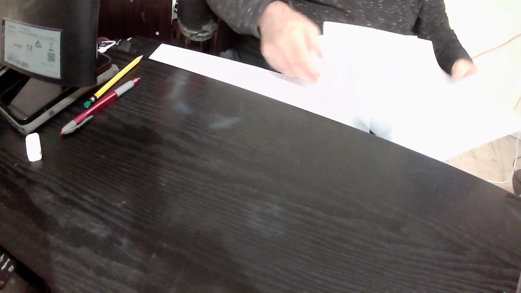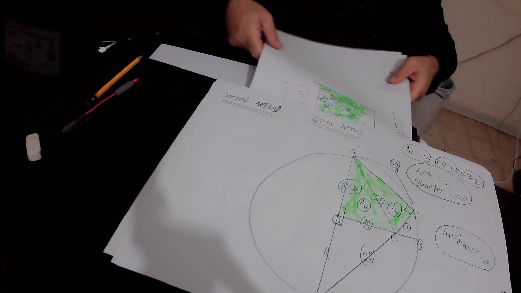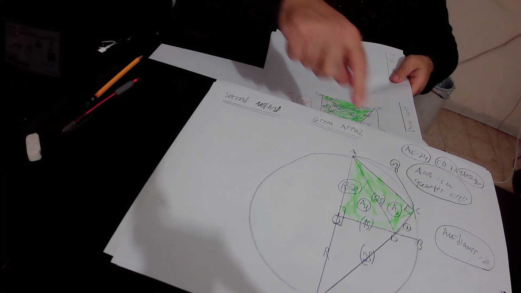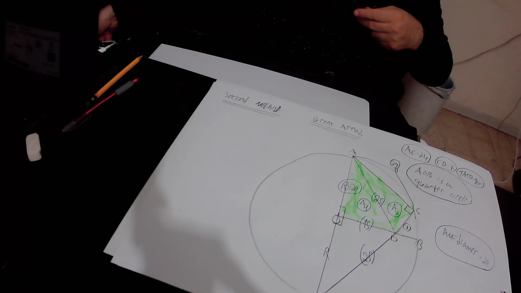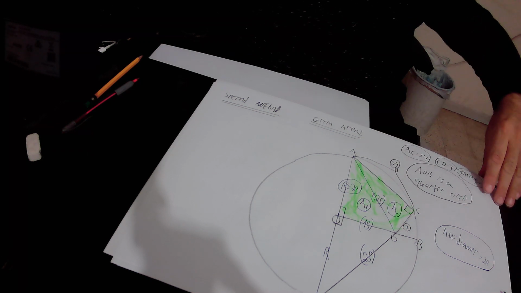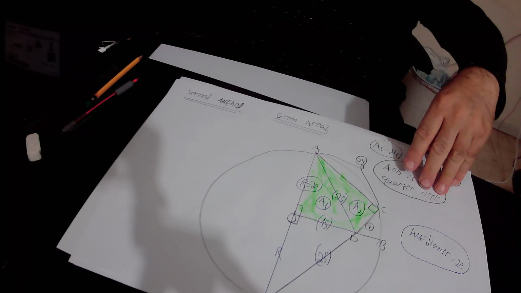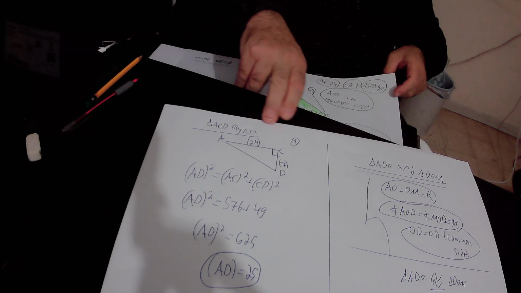In the second method, we joined points A and D together by a straight line. In this way, we created the right triangle ACD. So copy the right triangle ACD here, and we implemented the Pythagoras theorem on this right triangle ACD.